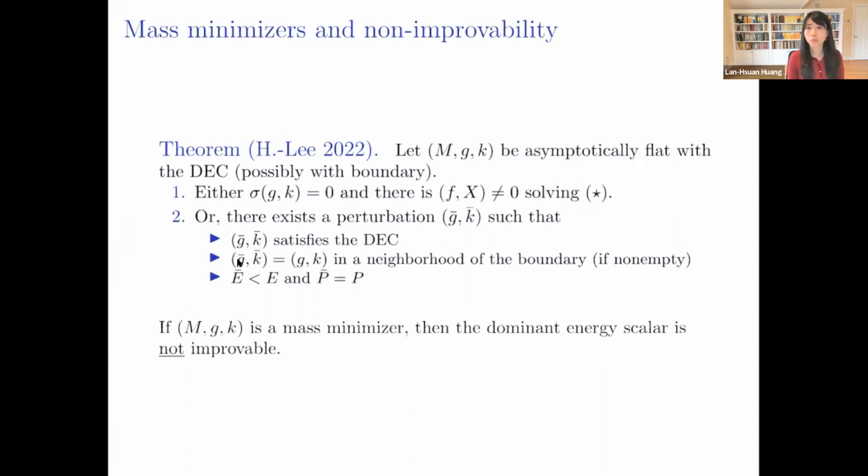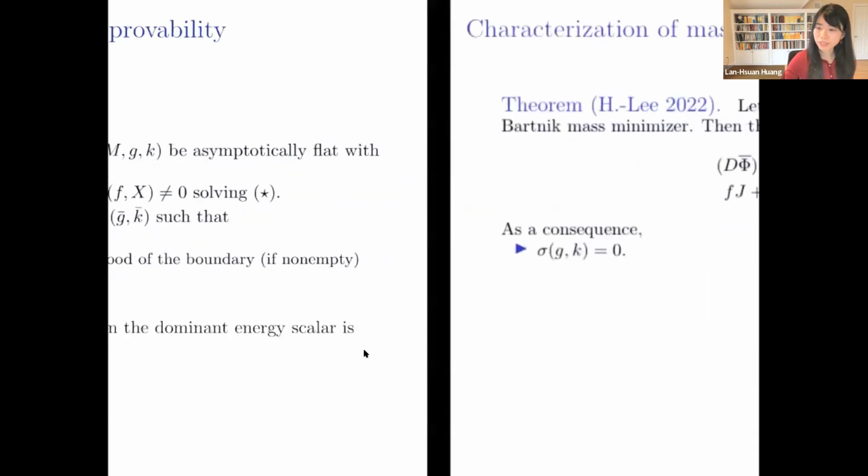So in particular, all the boundary geometry is the same, but then the energy is strictly less. We can do that to keep linear momentum preserved, but we strictly decrease the energy. So in particular, the mass will be smaller. So if it's a mass minimizer, we know we cannot do the second item, so it must be the first one. That's the relation between being a mass minimizer and non-improvability.